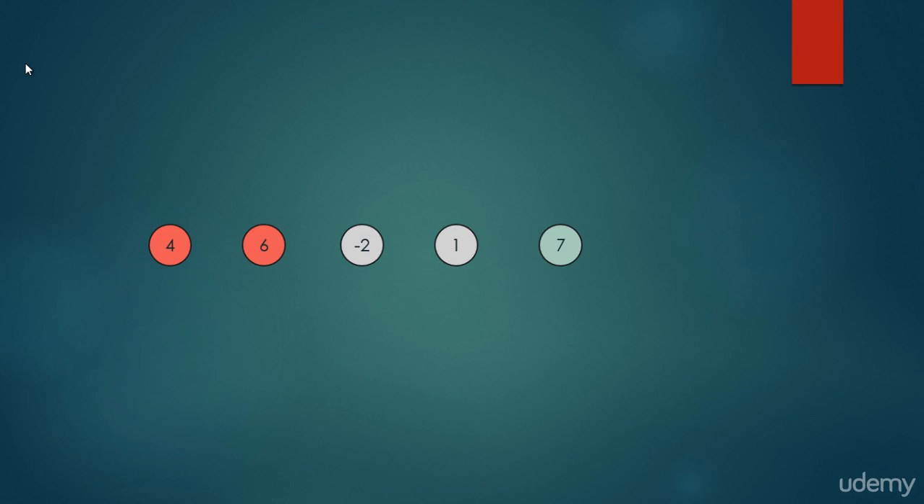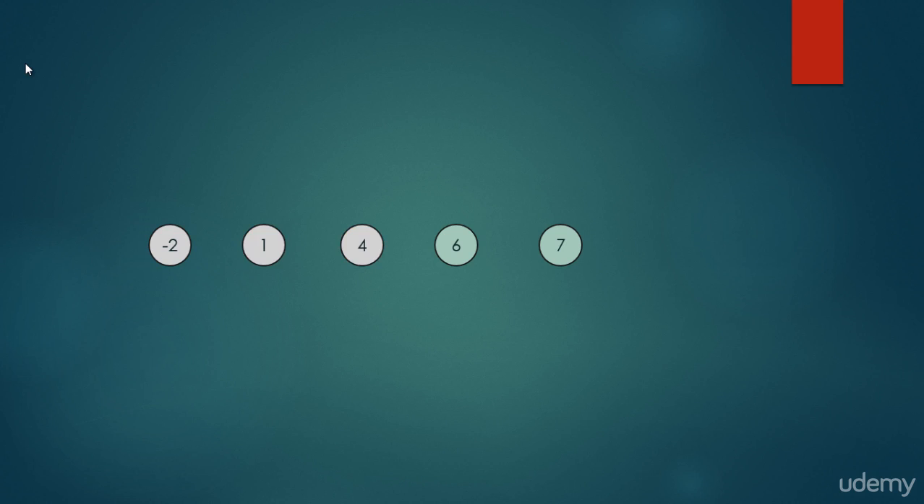And 4 is less than 6, so it is in the right position. 6 is greater than -2, so we have to swap them. 6 is greater than 1, so we have to swap them. And we are not going to compare 6 with 7 because in the previous iteration we came to the conclusion that no elements are greater than 7. So we stop here and consider the 6 sorted too. Okay? And we keep going until all the elements are in their positions.